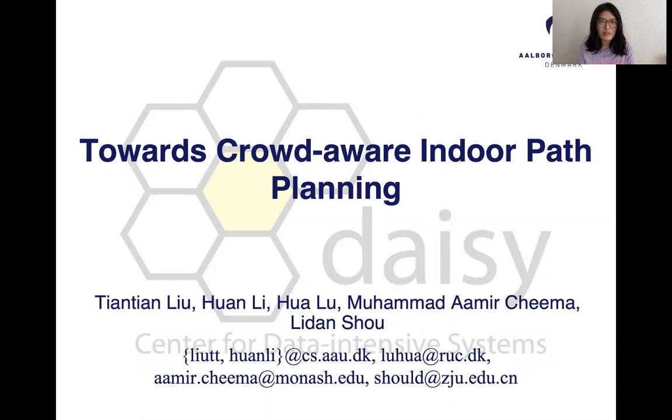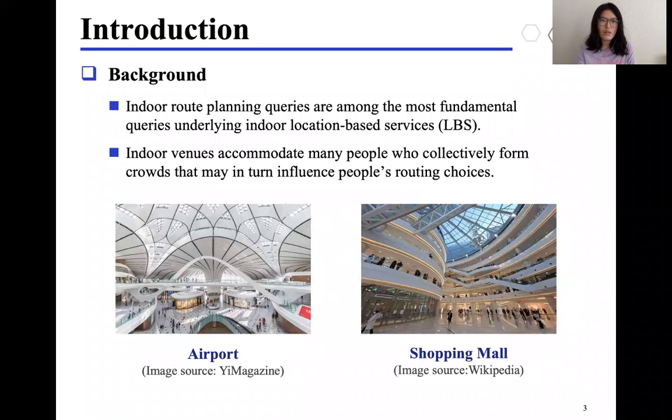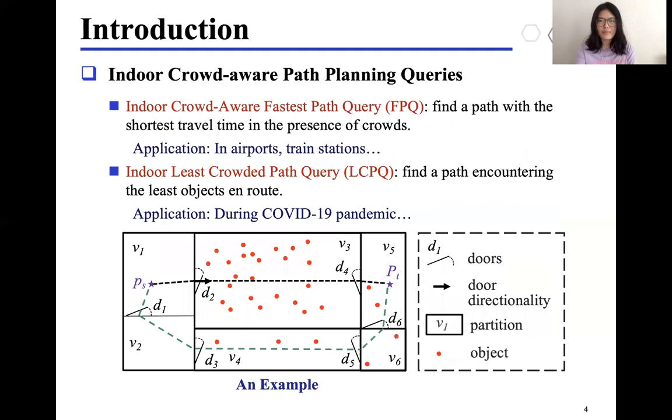Today I'm going to talk about our new work towards crowd-aware indoor path planning. As we know, indoor route planning queries are among the most fundamental queries underlying indoor location-based services. And today, indoor venues like airports and shopping malls accommodate more and more people who collectively form crowds that may in turn influence people's routing choices.